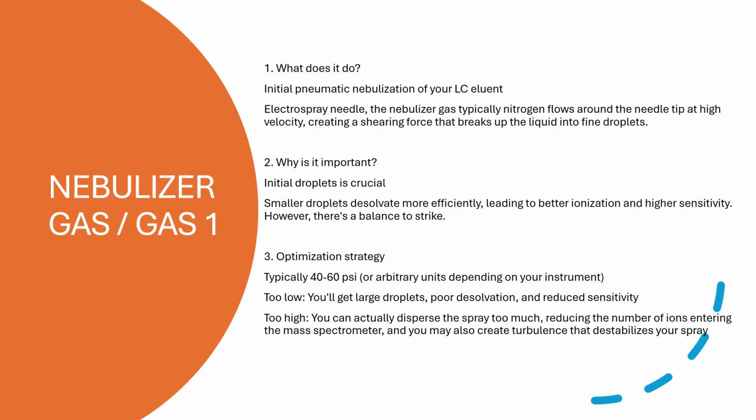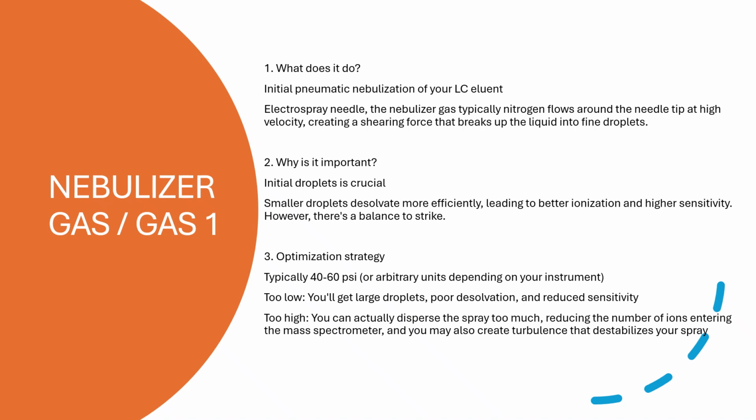So let's start with the nebulizer gas, also called gas 1. So what does it do? The nebulizer gas is responsible for the initial pneumatic nebulization of your LC eluent. As your liquid sample exits the electrospray needle, the nebulizer gas, typically nitrogen, flows around the needle tip at high velocity, creating a shearing force that breaks up the liquid into fine droplets. Think of it like an aerosol spray can.